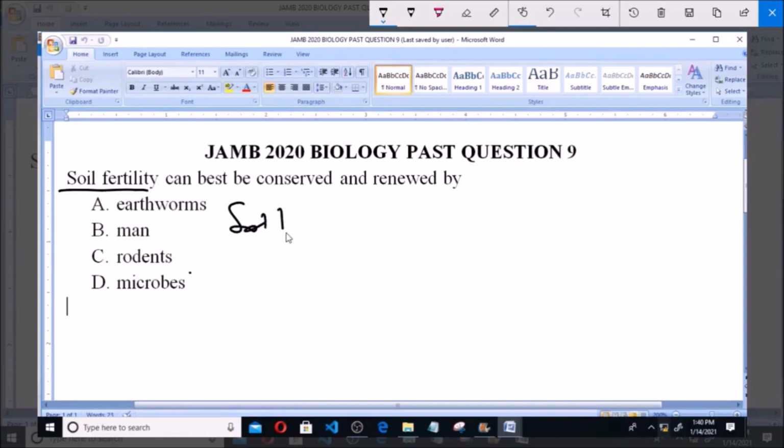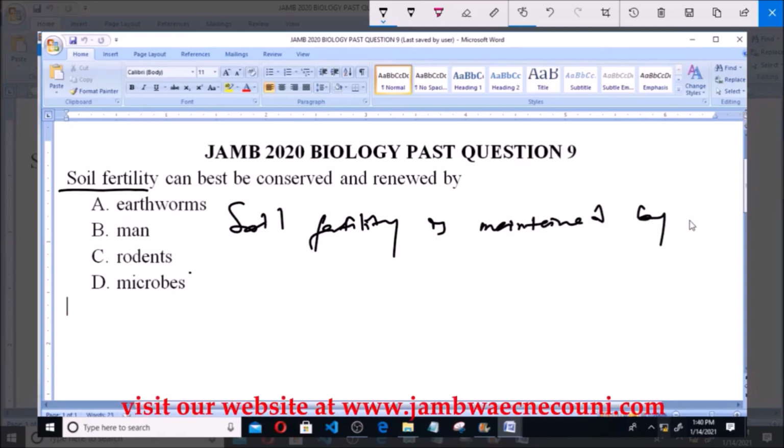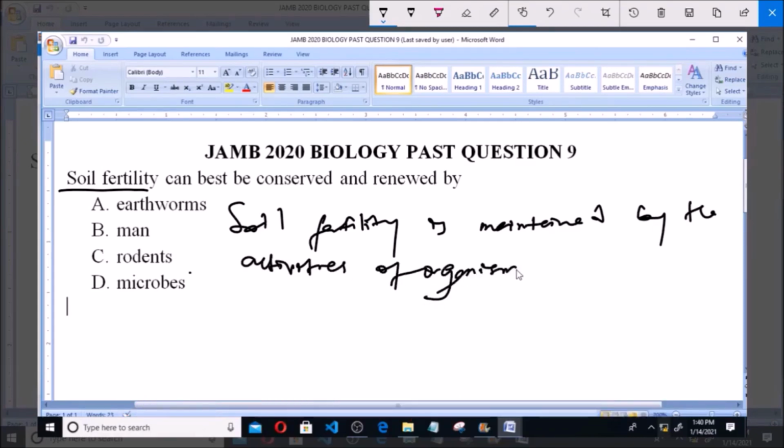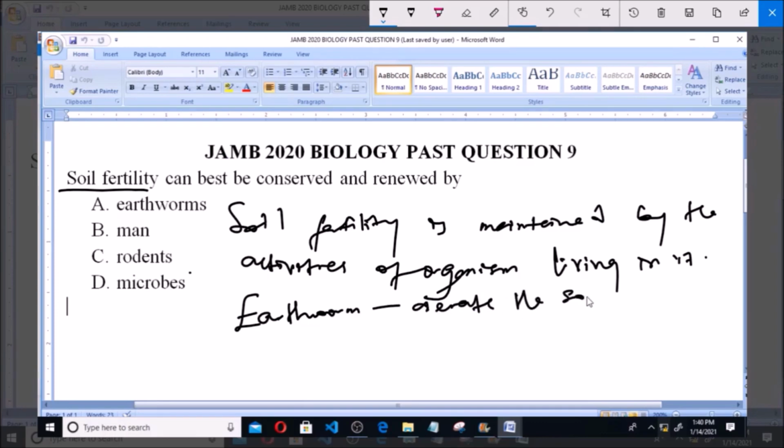Now, soil fertility is mainly maintained by the activities of organisms living in the soil. There are some soil organisms that live and dwell in the soil. Now, the soil fertility is maintained by the activities of these organisms living in it, and a typical example of these organisms is the earthworm. Earthworms help to aerate the soil. They aerate the soil, thereby improving the soil fertility.